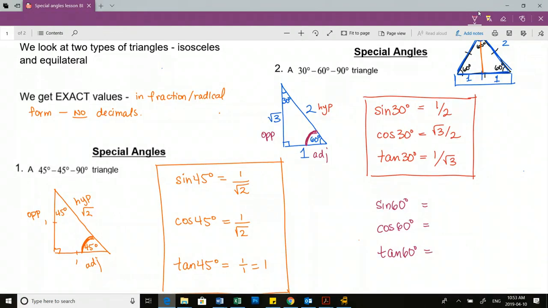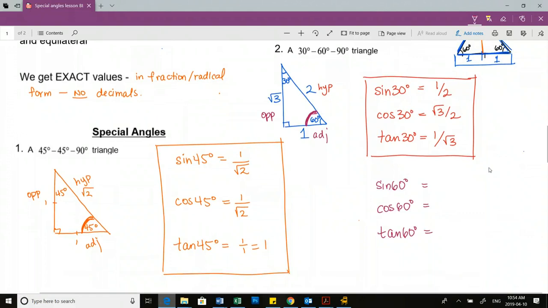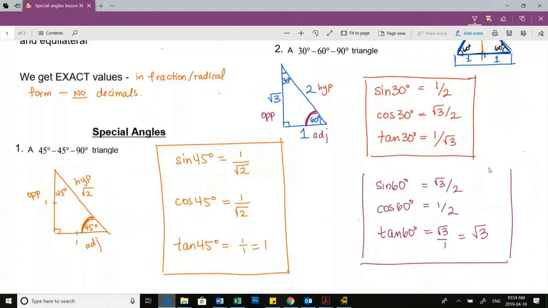Okay, can somebody tell me what sine of 60 would be in this triangle? Natalie? Root 3 over 2. Very good. That's opposite over hypotenuse. Cos of 60? Yep, 1 over 2. Very good. And tan of 60? Root 3 over 1, which ends up being just root 3. Okay, box those guys up as well. That's my last set of special values.